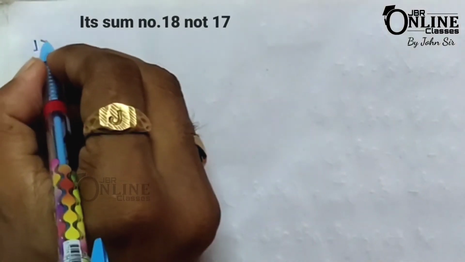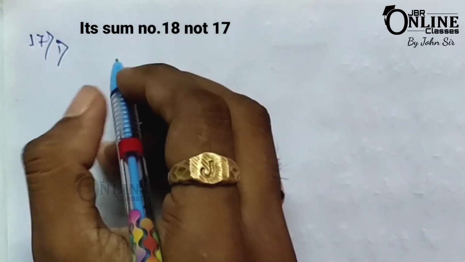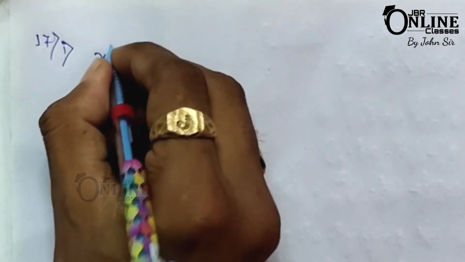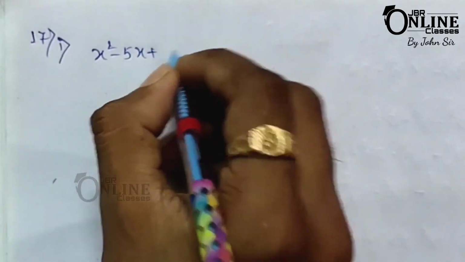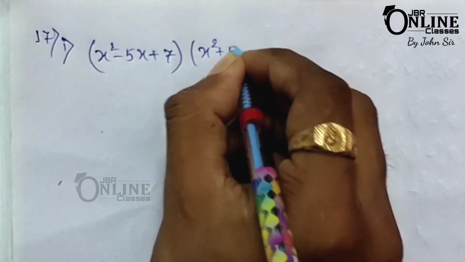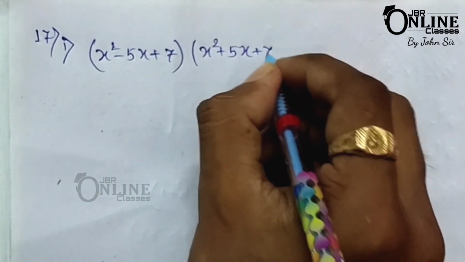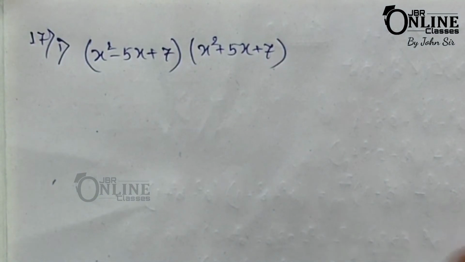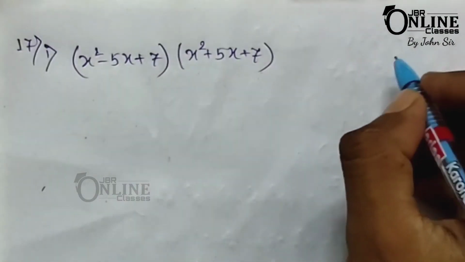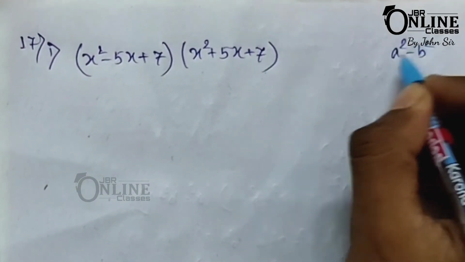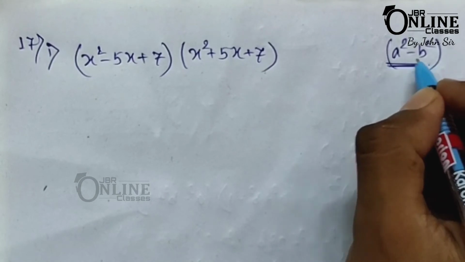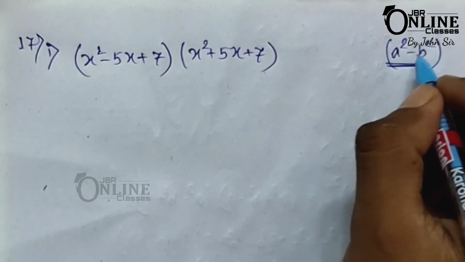Now sum number 17(1). In sum number 17, express each of the following as the difference of 2 squares. So here the given question is x square minus 5x plus 7, and the second one x square plus 5x plus 7. Now we have to express these as the difference of 2 squares. That means you have to construct this expression in the form a square minus b square. A square minus b square is the difference of 2 squares.